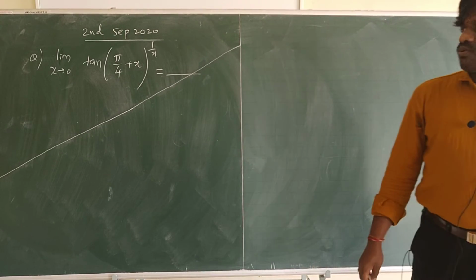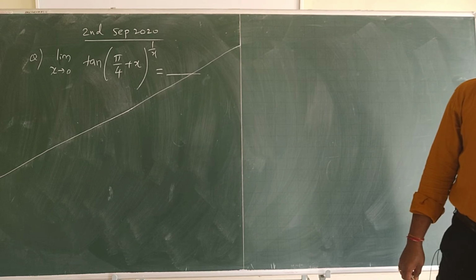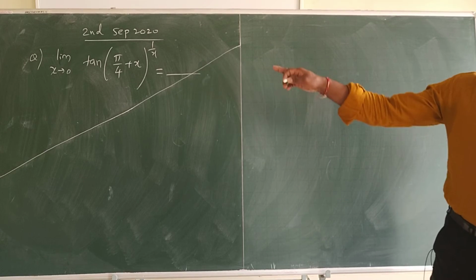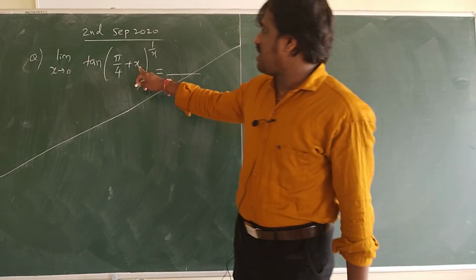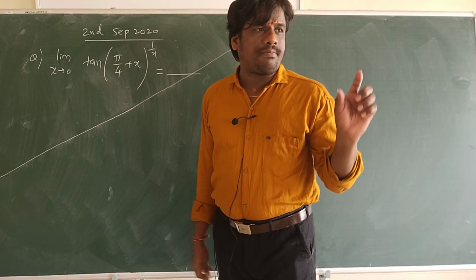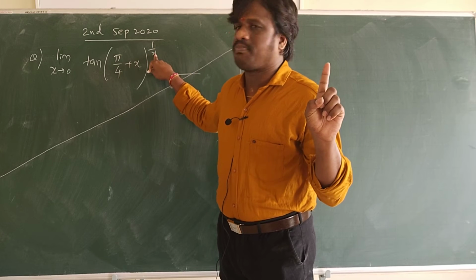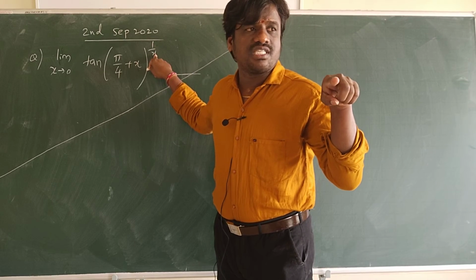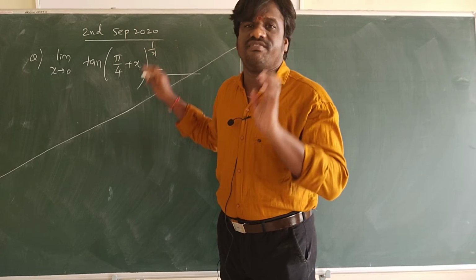ठीक है? So what is given? Limit x tends to 0 tan of pi by 4 plus x to the power of 1 by x. If I substitute x is equal to 0 in this function, tan of pi by 4 is how much? 1. And here 1 by x, where x is 0, 1 by 0 is how much? Infinity. So this looks like 1 power infinity form.